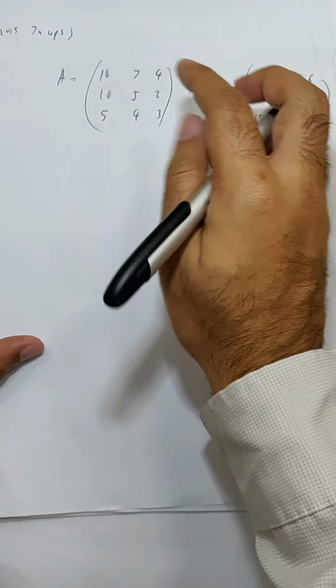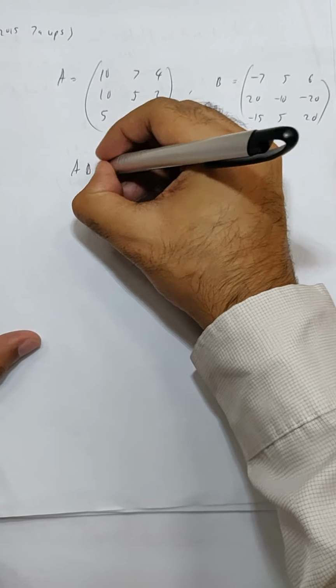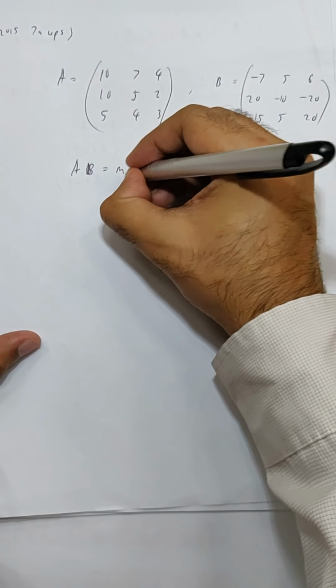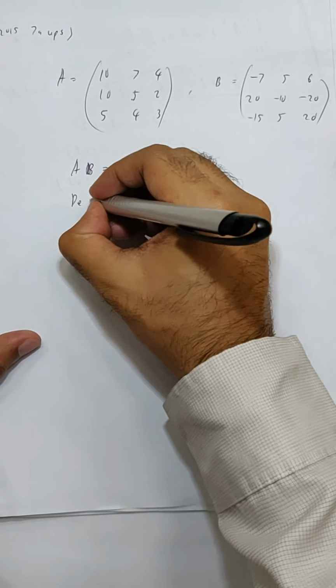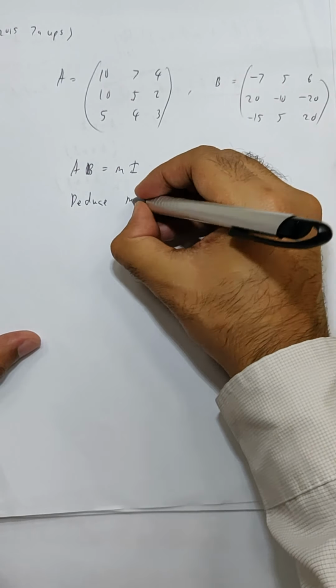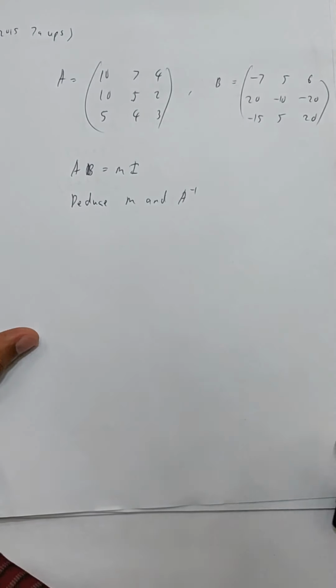They say that AB equals to MI. And then suddenly the question said, deduce M and A inverse. Ta-da! How do you calculate that? I'll give you 5 minutes for you to figure out. Is it okay? Yep. Good luck.